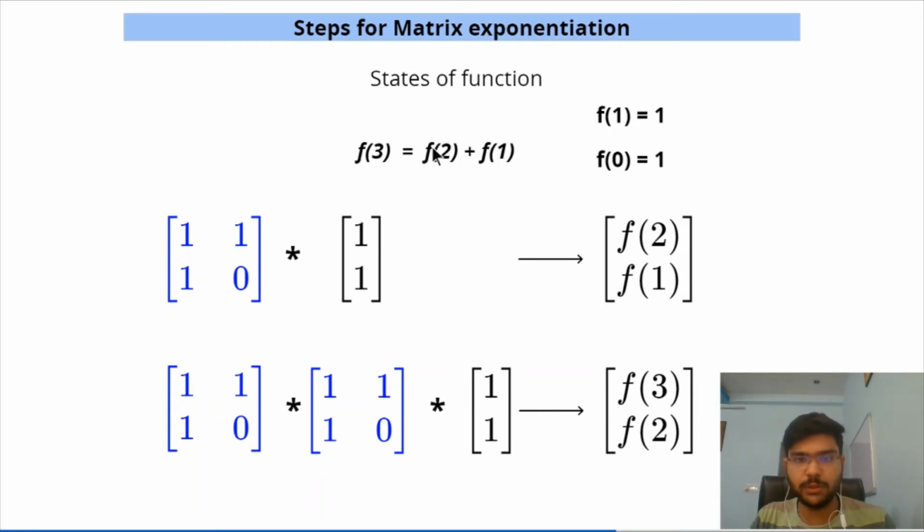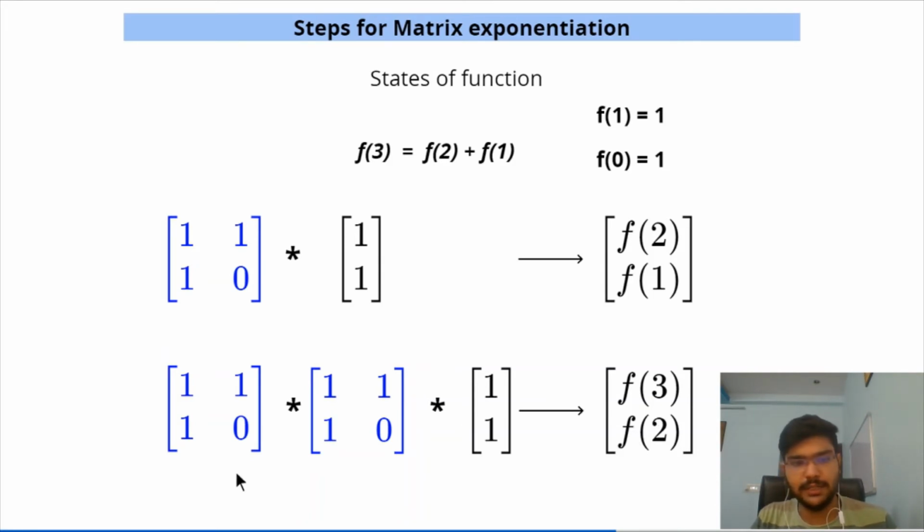So f of 3 is also equal to f of 2 plus f of 1, and earlier we calculated f of 2, that is equal to f of 1 plus f of 0. So it will result in the same M matrix, right? So the M matrix is the same, and the vector of f of 2, f of 1 we have just copied from the previous equation, right? So this will result in f of 3 and f of 2.